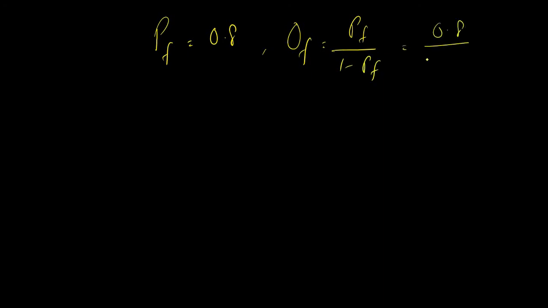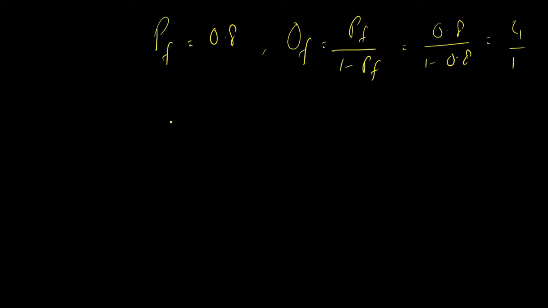Let's say the probability of being a female is 0.8. Odds of being a female will be probability of female by 1 minus probability of female, which is equal to 0.8 by 1 minus 0.8, and this is nothing but 4 by 1. The odds of being a female will be 4 by 1.